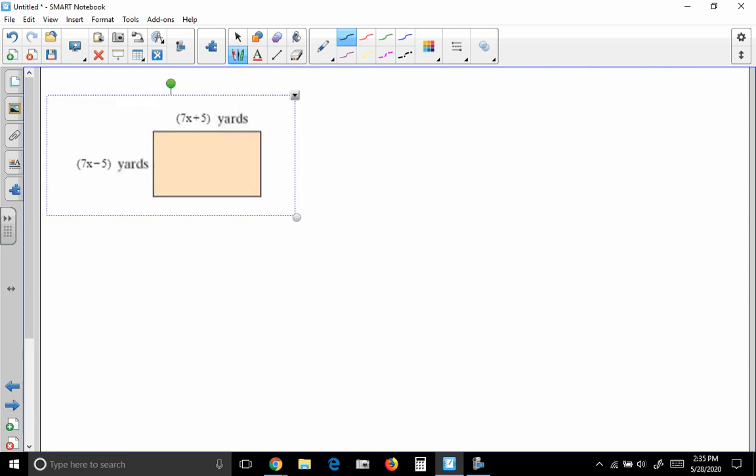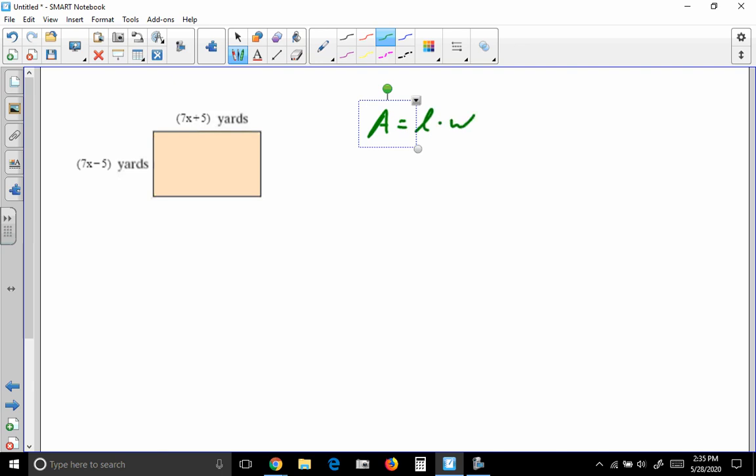Now here's kind of a little application problem or a geometry problem, and they ask us for the area. Remember, to get the area of a rectangle, that is length times width. So the length of this rectangle is 7x plus 5 yards. The width of this rectangle is 7x minus 5. I might have said 6x, but it's 7x plus 5 and then 7x minus 5.